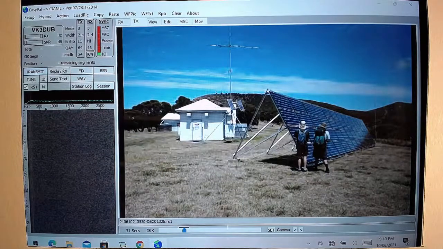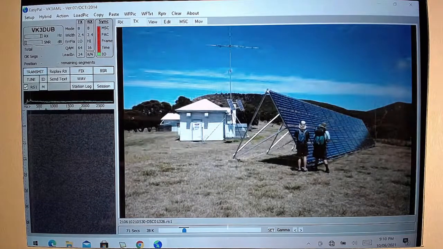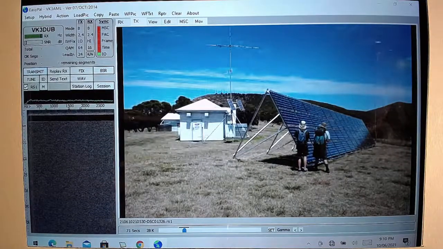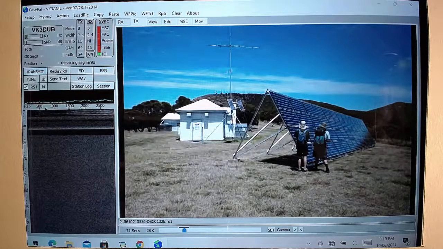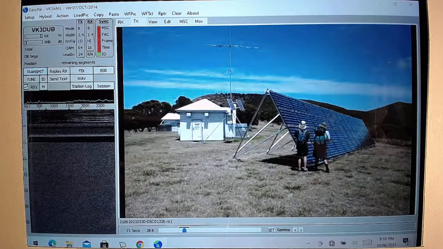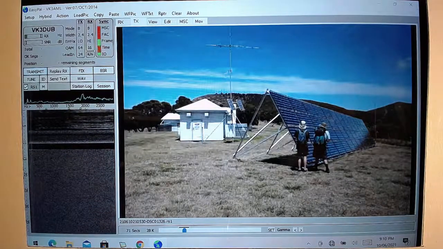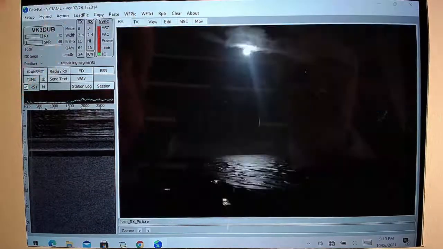VK3FTZD, VK3AML. Yeah, no worries. Thanks there, Chris. Excellent image as always.